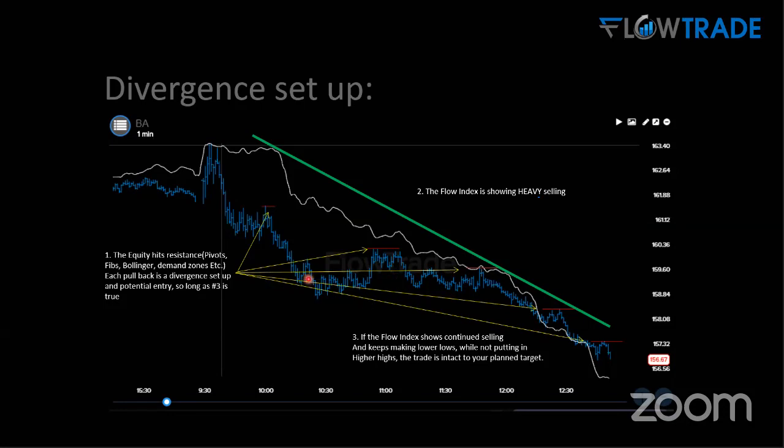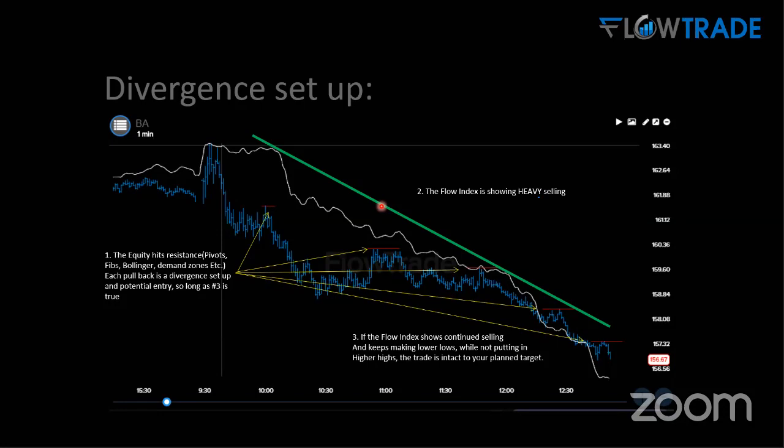So we get the 50% pullback to this area, and now we have another divergence setup. Again, like I said in the beginning, just because the flow index is not on the downside of the equity, rather, does not mean that it's not divergence. Essentially, the price is moving up while the algo is moving down. That's divergence still. So it does take some time to get used to, but we definitely help with that, and we're talking you through it.